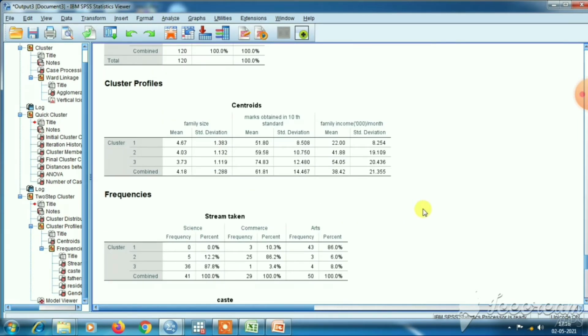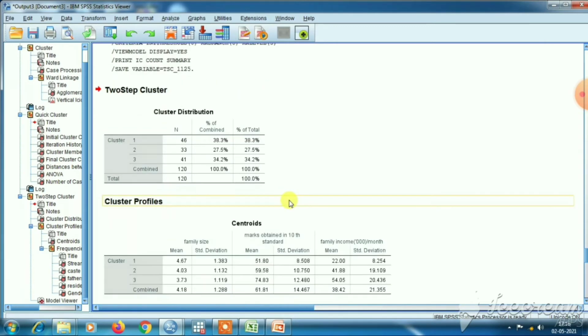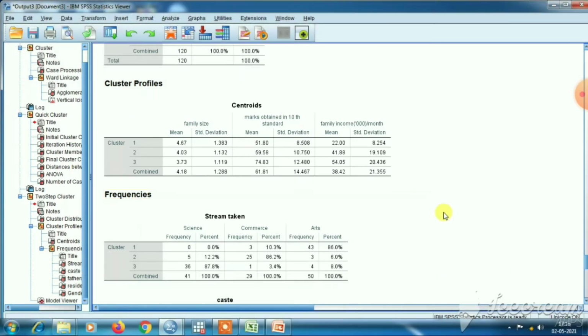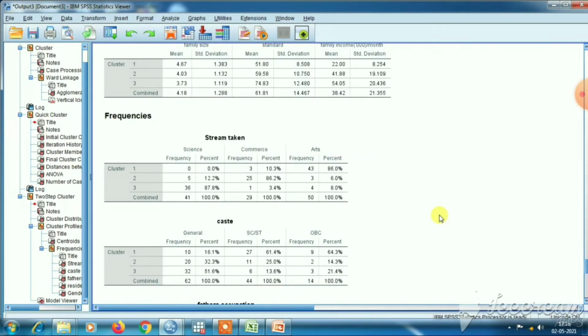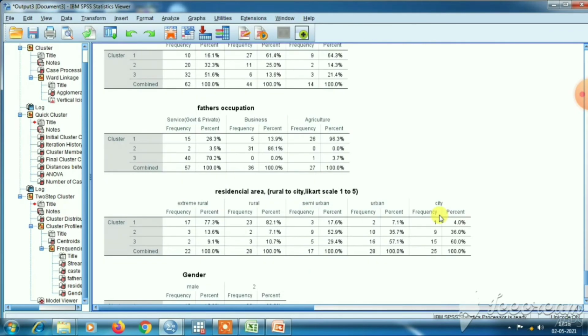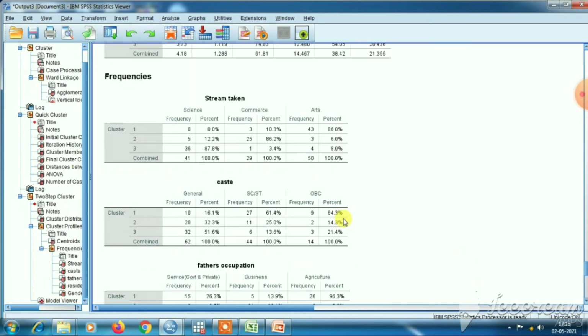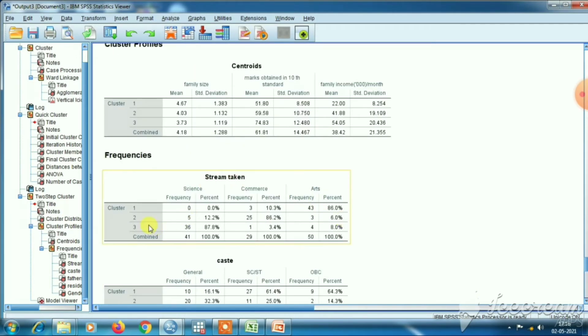We are getting the result. This is the result, and it shows the two-step cluster, the cluster discrimination, clusters 1, 2, 3 combined, percentage combined, total, the centroid cluster profile, frequencies, and caste, father's occupation. Considering all the variables and all 3 clusters, the contribution of the variables is given. For example, stream taken: science, commerce, arts.